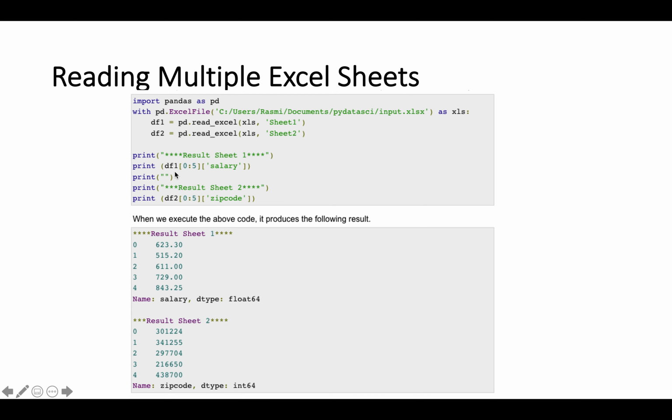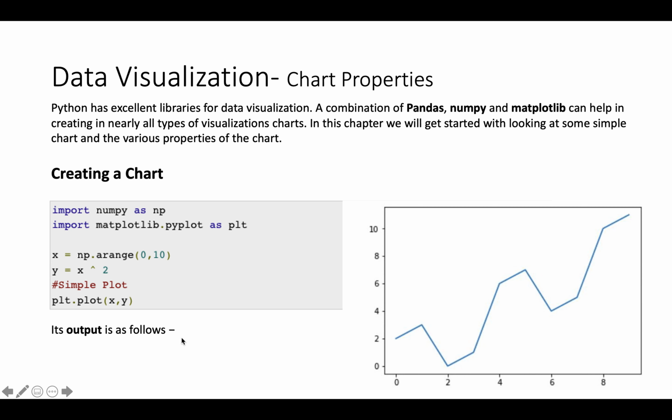Here is the read. Sorry about that. This is the read of sheet 1, and this is sheet 2, and we print sheet 1 data and print sheet 2. When we execute the code, you can follow the result. Here is the sheet 1 result, and here is the sheet 2 result.